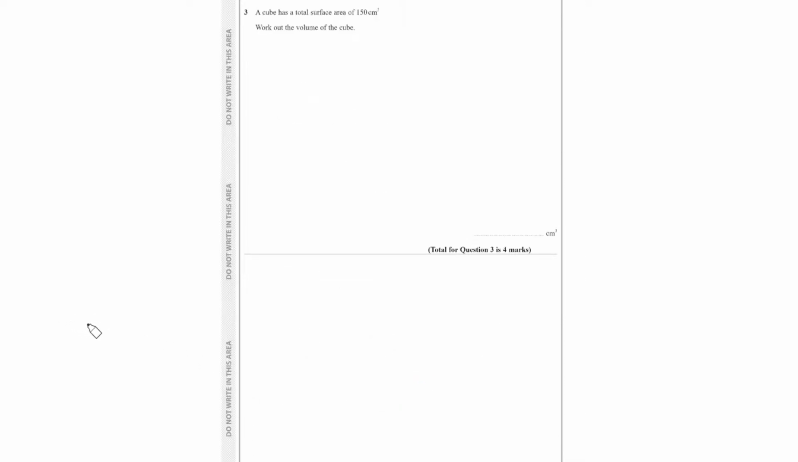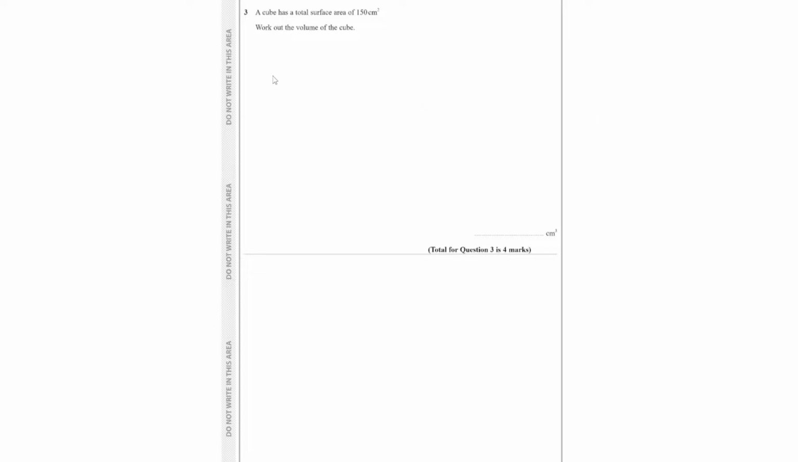Okay, moving on to question 3. We've got a cube has a total surface area of 150 centimeters squared. Work out the volume of the cube. So surface area and volume, we need to know kind of what the difference is between them. Surface area, you see centimeters squared, is still 2D. Now I know it's in a context of a 3D shape. A cube is a 3D shape, isn't it?